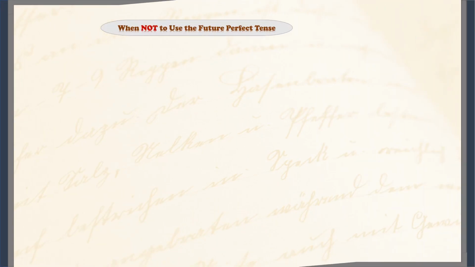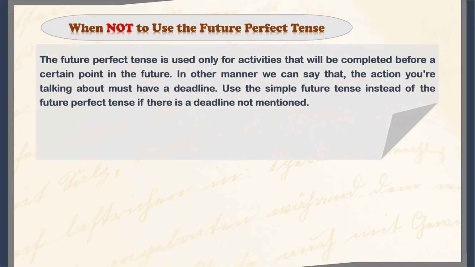When not to use the future perfect tense. The future perfect tense is used only for activities that will be completed before a certain point in the future. In other words, we can say that the action you are talking about must have a deadline. Use the simple future tense instead of the future perfect tense if there is no deadline mentioned. For example, Linda will have left. This is incorrect. The correct sentence is Linda will leave.